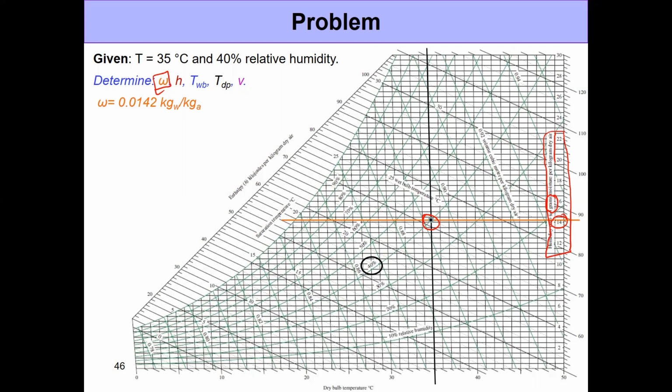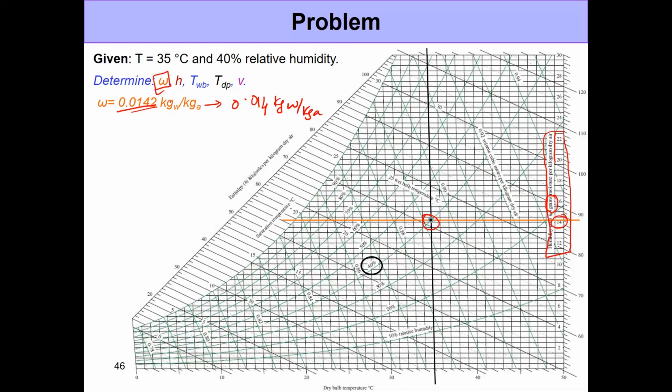Now it's slightly above 14 if you want to look at it. So to be more specific, it could be 0.0142, or if you just want to look up and write, even anything as 0.014 kilogram of water per kilogram of air is an acceptable value. So that's how you get omega.